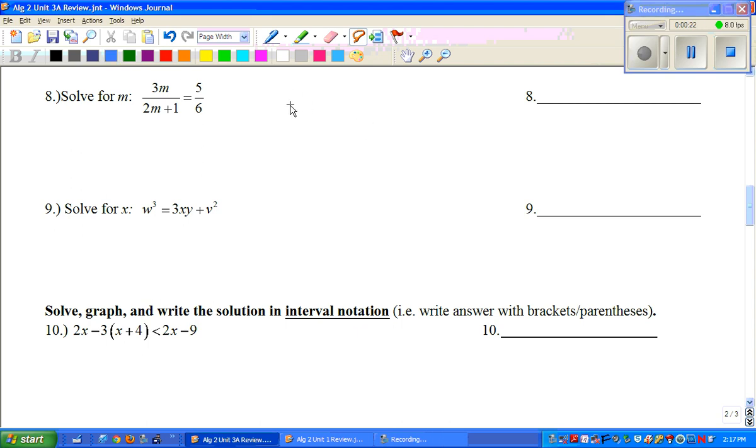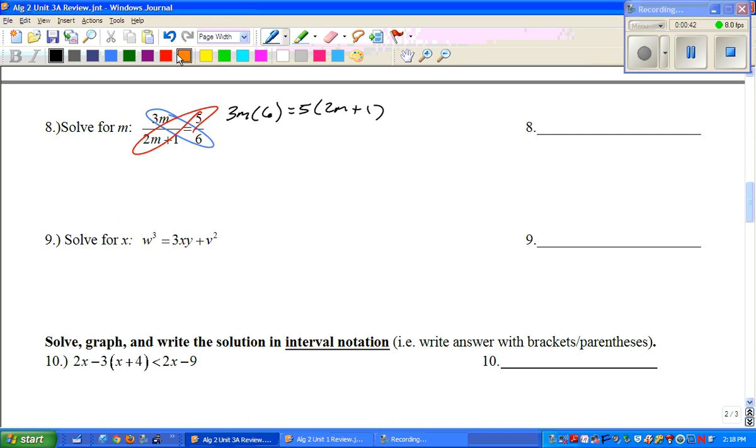So, for number 8, it says solve for m. Now, when we do this, this is a problem where we cross multiply, okay? We're going to multiply the 3m times the 6, and we're going to set that equal to the 5 times the 2m plus 1, okay? And the first thing that we do with this is you're going to distribute. You're going to multiply it out, okay? 3m times 6 is 18m. 5 times 2 is 10m plus 5, okay?